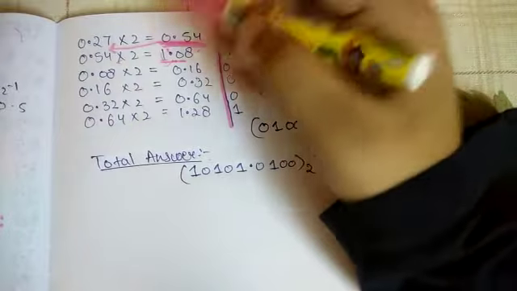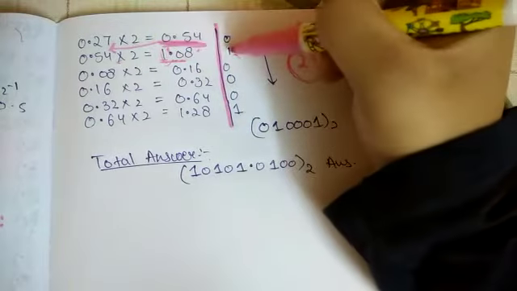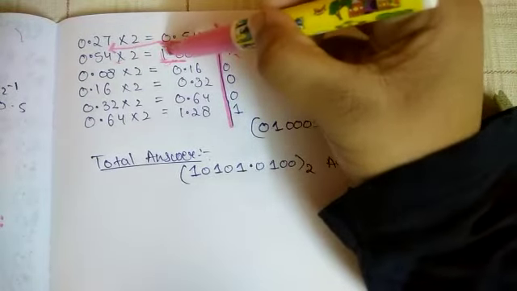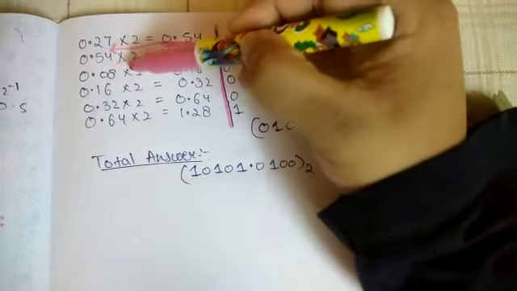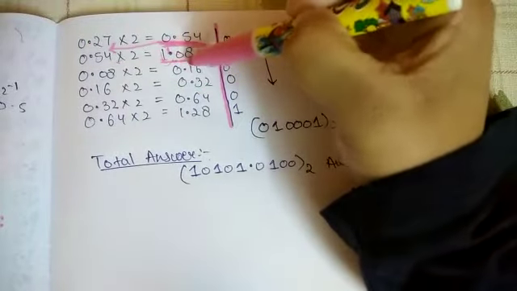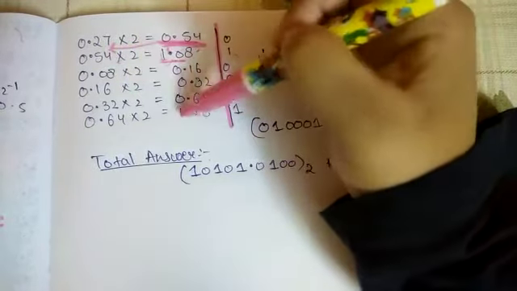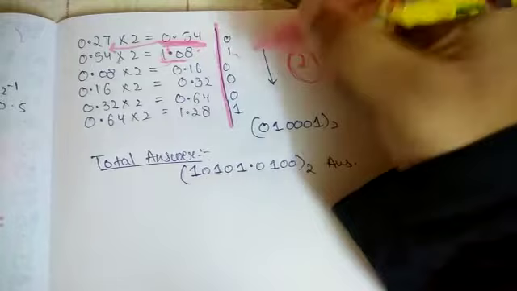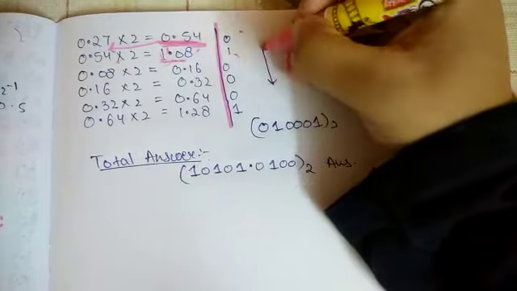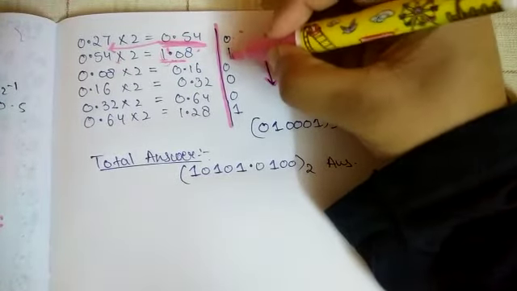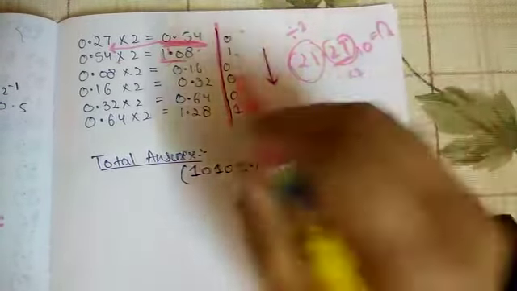Are you getting my point? What I am saying is that we write the before-decimal digit into the separated part, and the after-decimal part, that is 0.08, we multiply in the next step. The same process goes on over here. 0.16 will be multiplied next. The same sequence will be followed, and the answer will be read from top to bottom. So the answer will be 0100, in base 2, right?